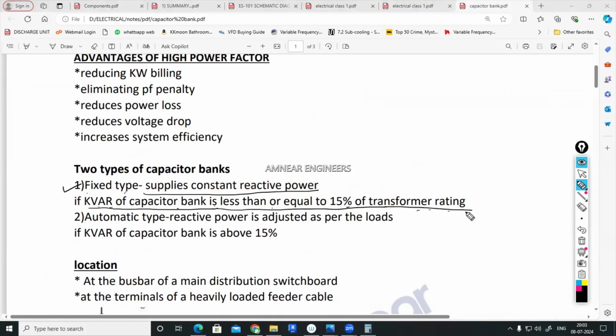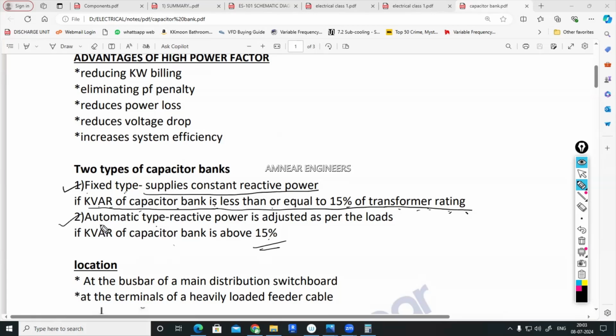of the transformer rating. Already we know about the transformer rating, right? So if the capacitor kVAR value is less than or equal to 15% of the transformer rating, there we need a fixed type of capacitor bank only. But if that value is above 15%, that is, the kVAR of the capacitor bank is above 15% of the transformer rating, there we should use an automatic type of capacitor bank.